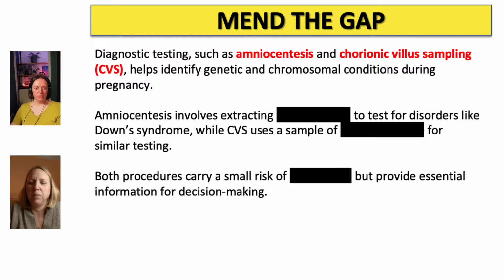So actually both of those involve inserting a needle. Amniocentesis involves extracting blank to test for disorders like Down syndrome, while CVS uses a sample of blank for similar testing. So in both cases, they use a needle which they insert really carefully whilst doing an ultrasound scan. Amniocentesis, they extract something, and CVS, they use a sample of something. Do we know which one is which? What might they be testing?